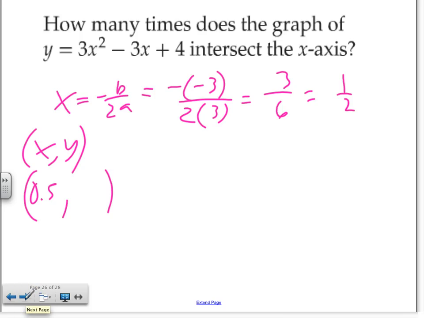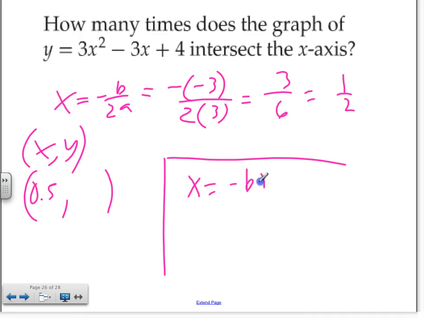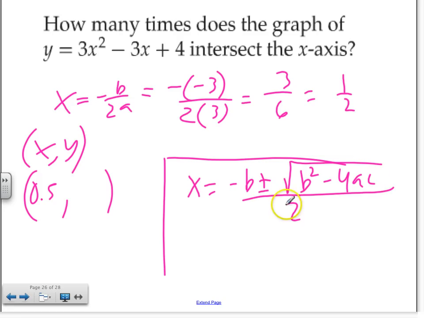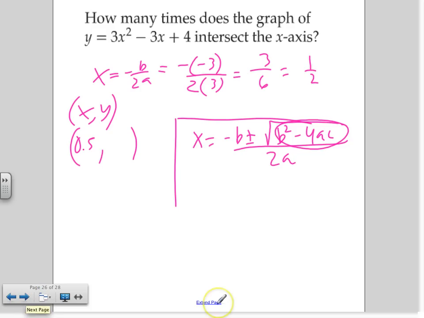But for those of you who used the other approach, the discriminant, what did you find out? Remember, the discriminant is just the part inside of your root, right? So look, x equals negative b plus or minus the square root of b squared minus 4ac, everything over 2a. This is the discriminant part right there. If you want to plug in everything, fine. Let's plug it in anyway for practice.